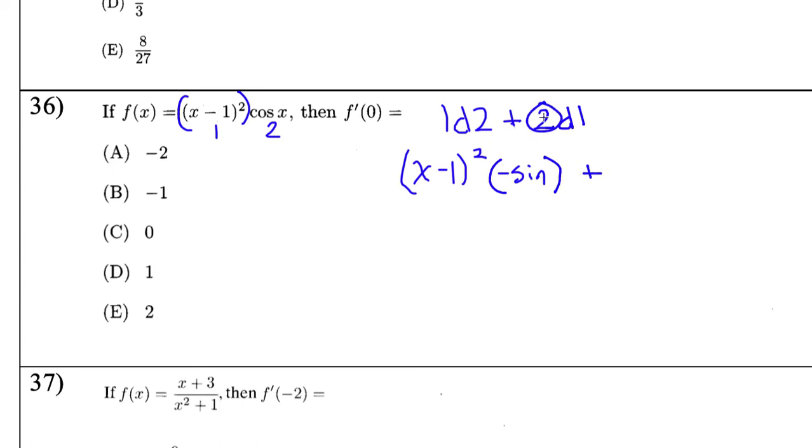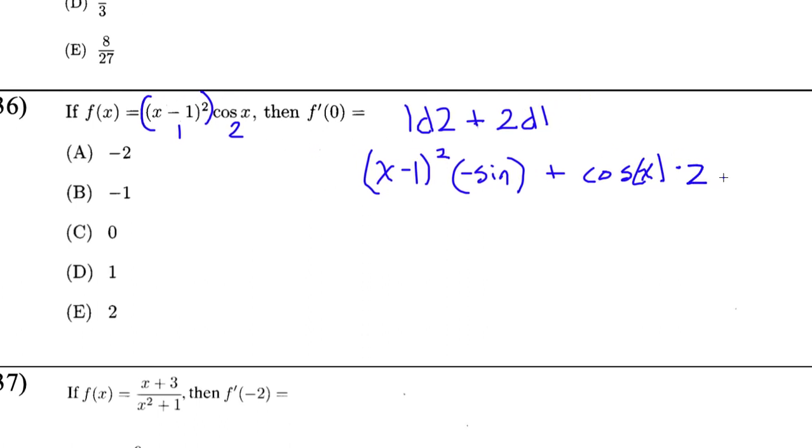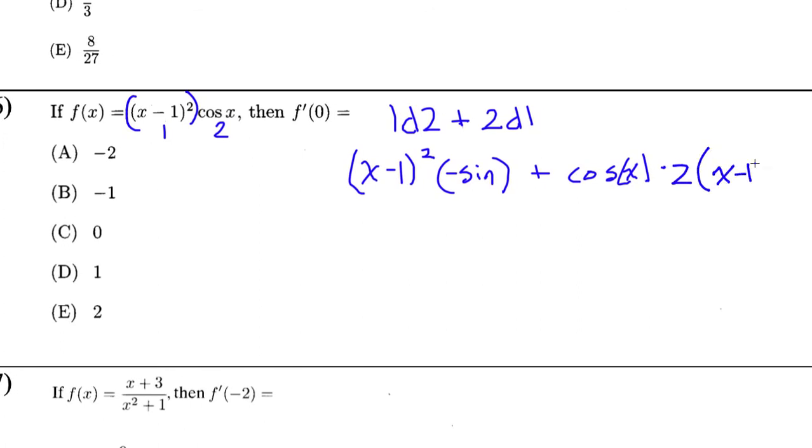Plus 2, 2 is just cosine of x. I need to multiply that by d1, the derivative of 1, that's power rule. This 2 is going to come down in front. That's going to be the quantity of x minus 1 to the power of 1. That was the outer. Then I have to do the inner. The derivative of that inner is 1. That means I didn't have to do it in this case. Or I could say times 1 if you want to be pedantic, not precise in that case.